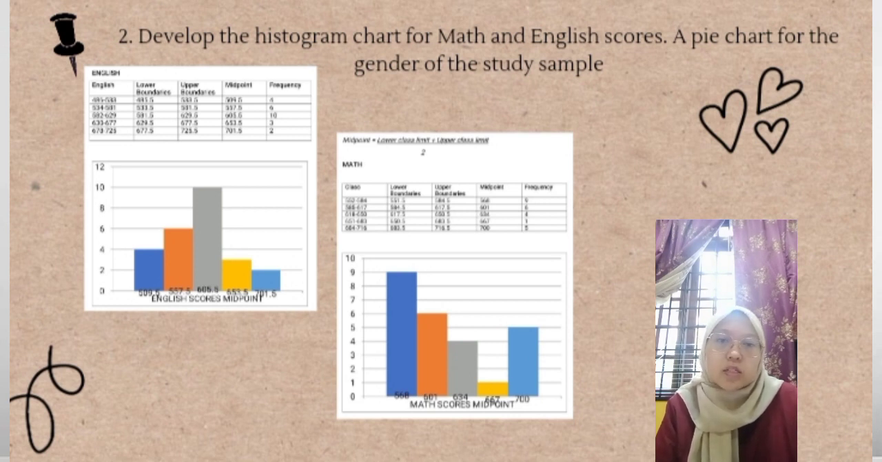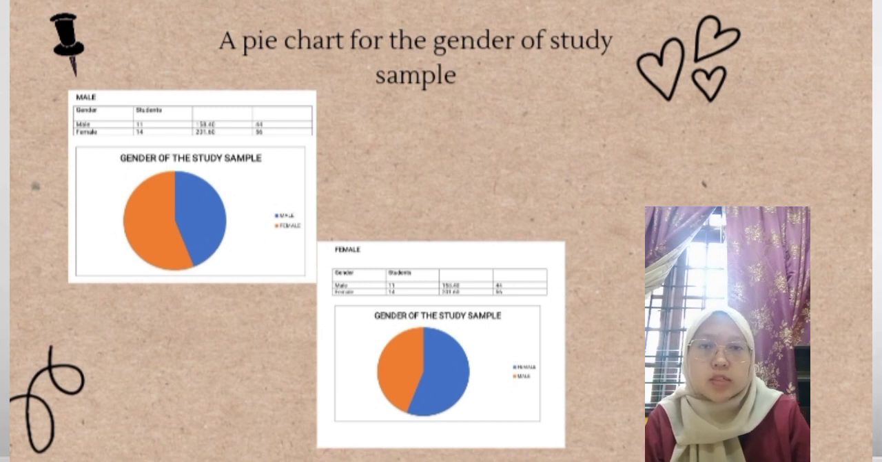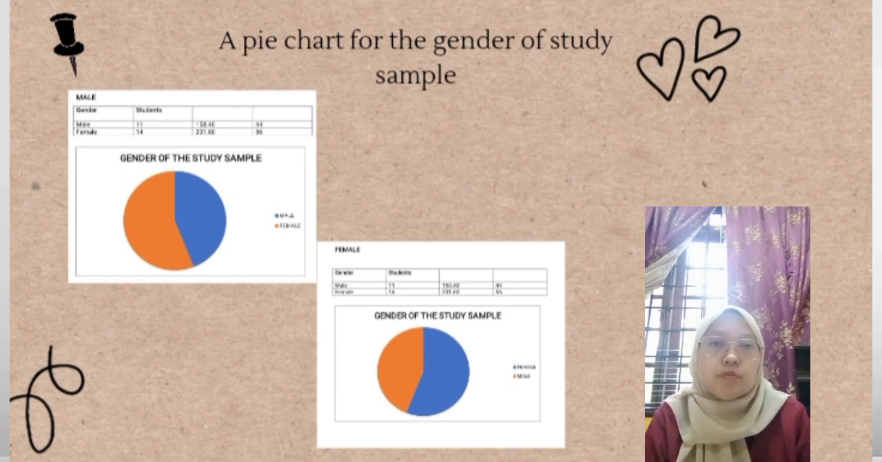In addition, the histogram chart for the English score shows that the highest frequency is at the midpoint of 605.5 and the lowest frequency is at the midpoint of 701.5. Lastly, for the pie chart, the highest gender of the study sample is female and the lowest is male. That's all from me.